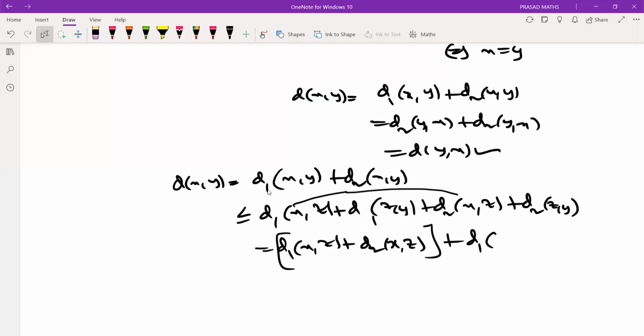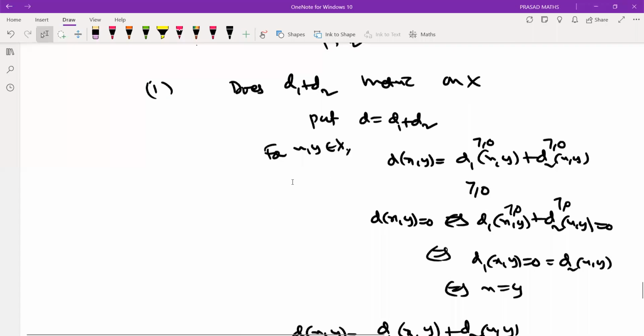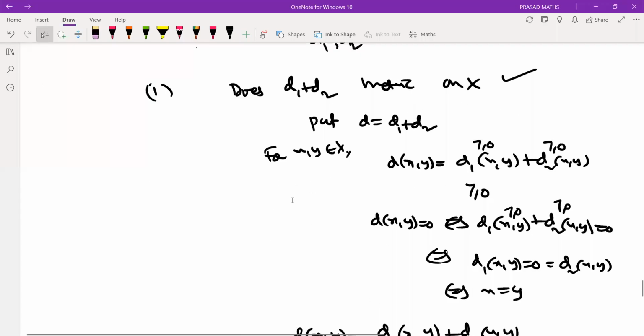Plus d1 of z, y, join this and this. This is d1 of x, z by definition, and this is d of z, y. So it satisfies the triangle inequality. Hence it is a metric. So what do you conclude? Sum of metrics is always a metric.